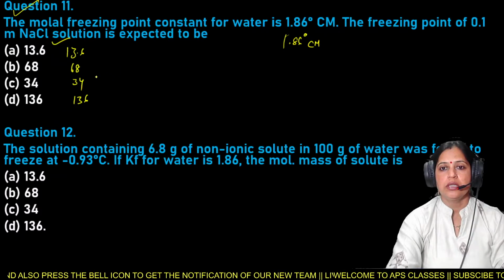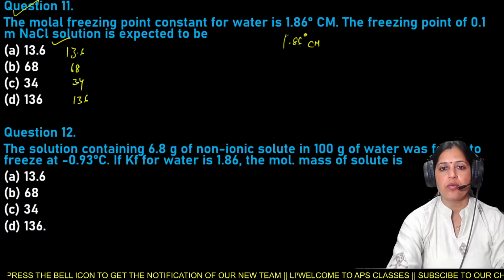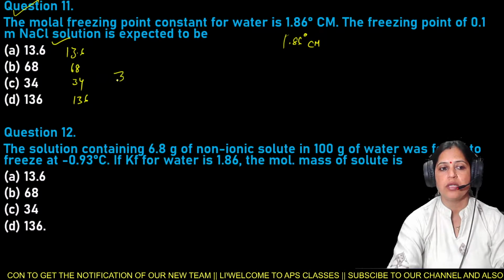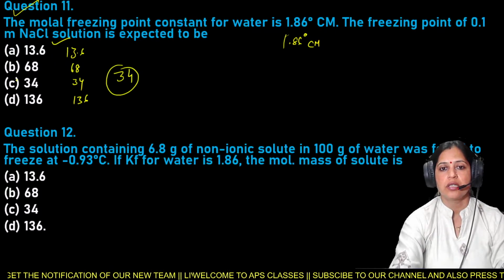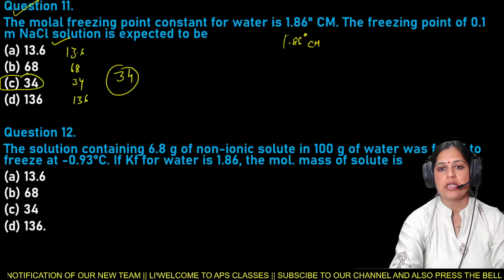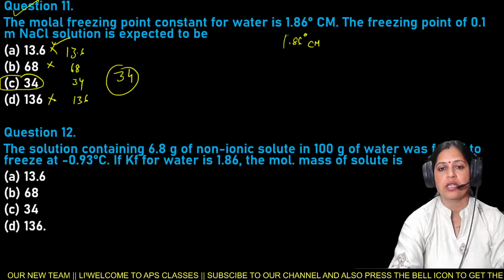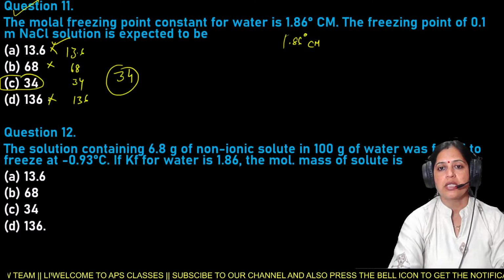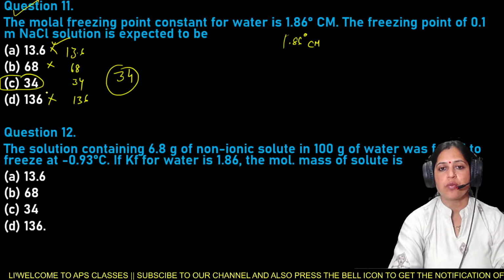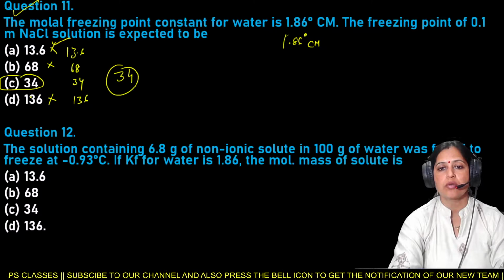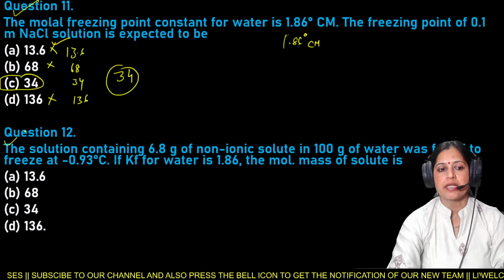So the freezing point of 0.1 mole sodium chloride solution is expected to be 34. So here option C is the right answer, not 13.6, not 68, and not 136. The freezing point of 0.1 mole sodium chloride solution is expected to be 34. So here option C is the right answer.